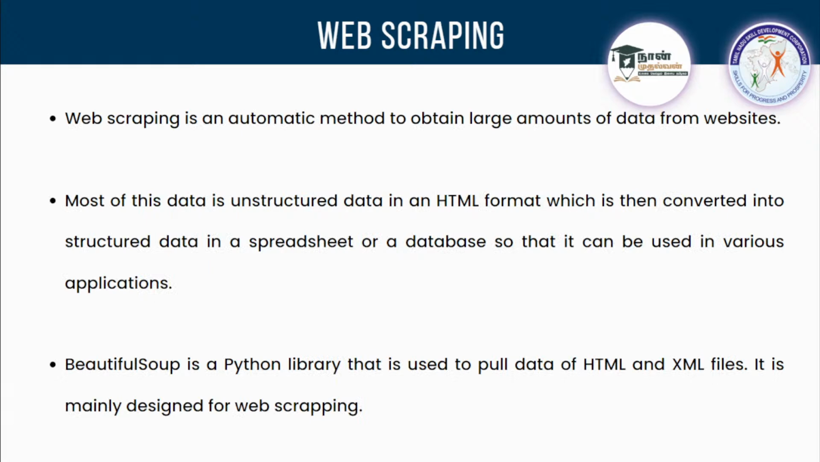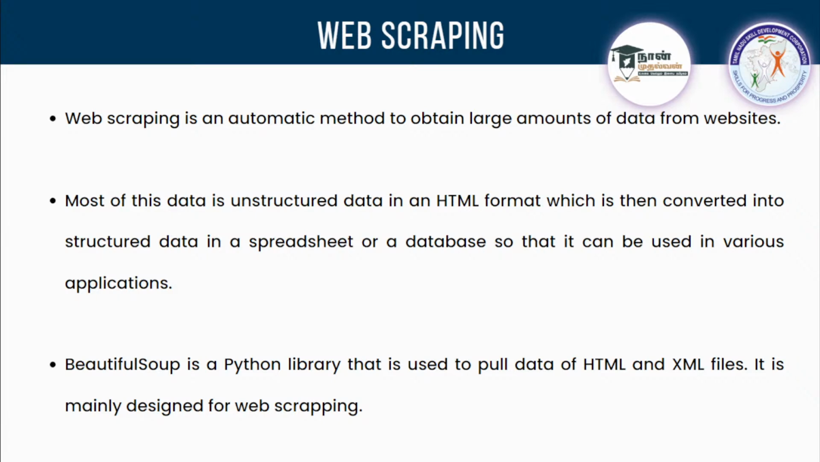So web scraping is an automatic method to obtain a large amount of data from websites, and most of the data is unstructured data in HTML format. So you need to convert it for further applications. When you go for data science or machine learning, this data plays an important role, and you need structured data to give to the machine for it to learn and make predictions and so on. When you have a bunch of data, you want it structured in table format, it will be better.